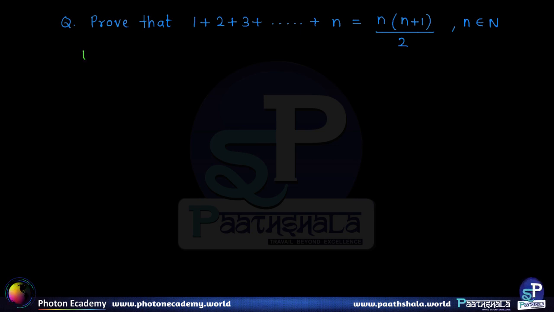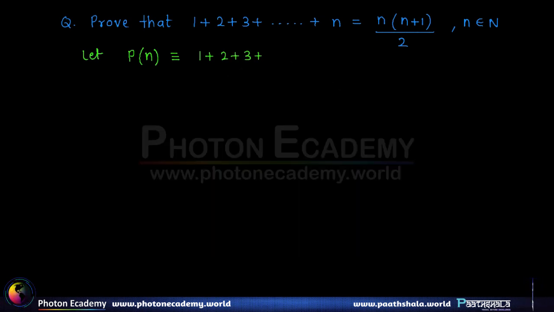So first of all we say that let the proposition in n stand for the statement that is to be proven. Whatever statement is to be proven, we call it P of n.